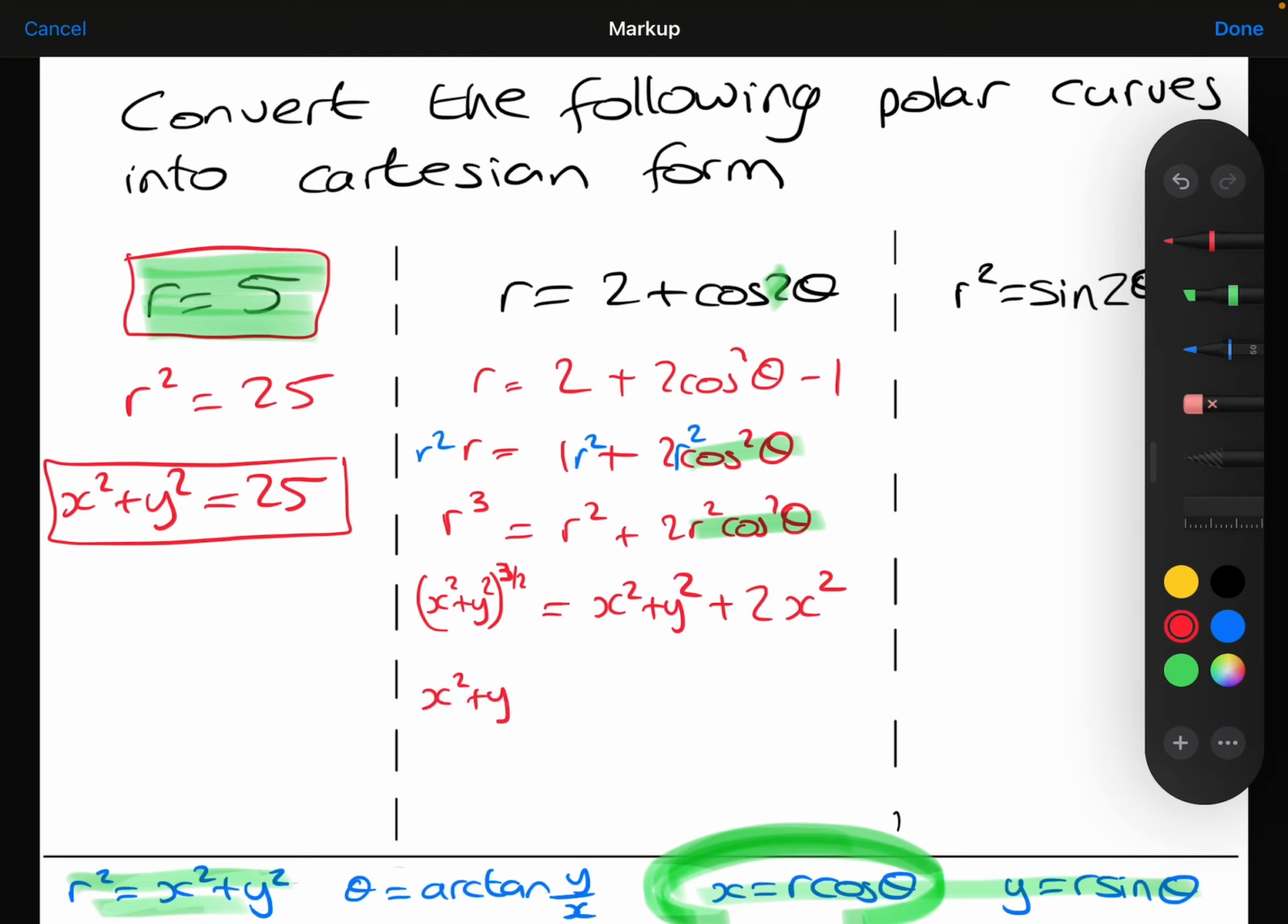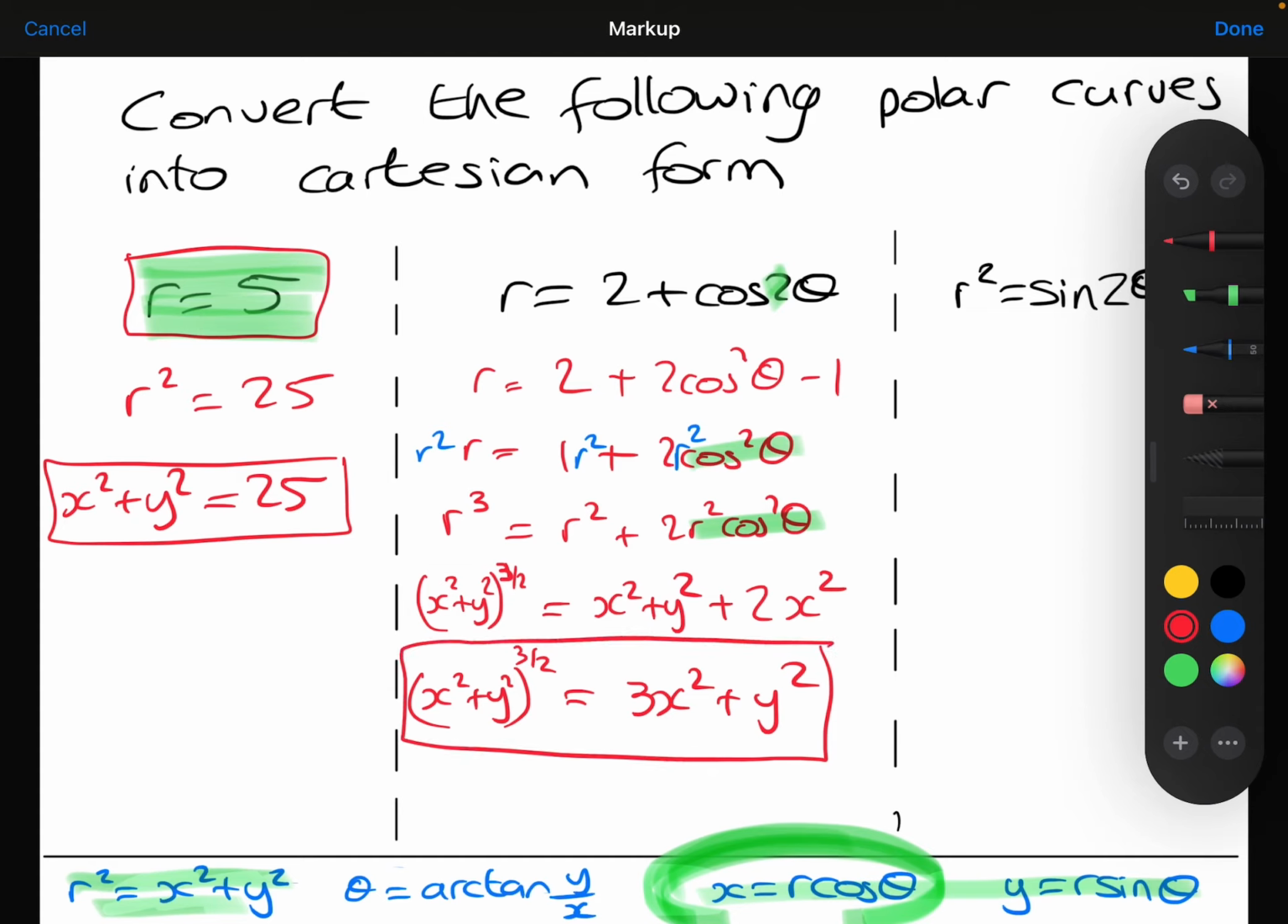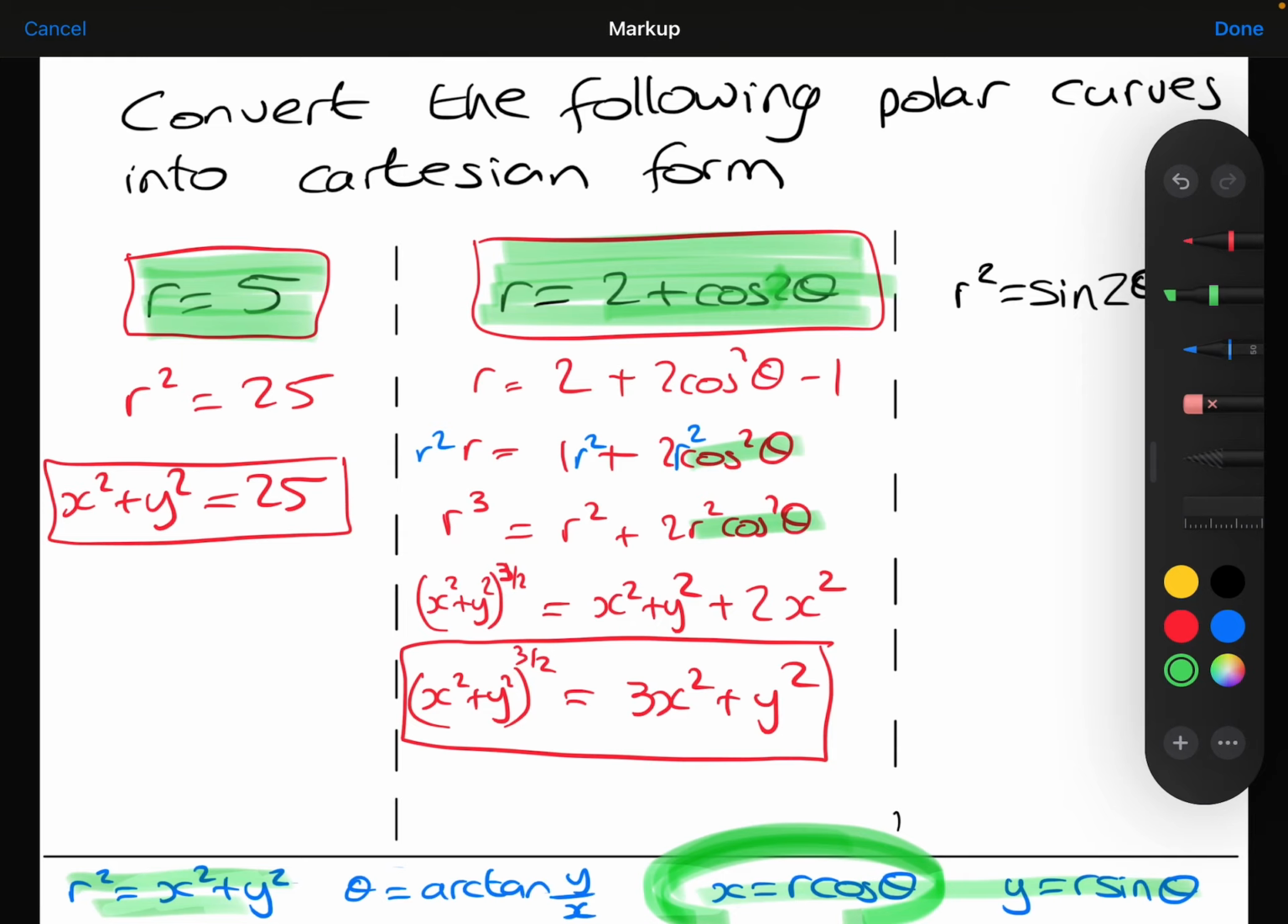This is a Cartesian form now, which is good. All I want to do now is collect up those x squared and the 2x squared terms, like that. So there we go. This is the Cartesian form of this. Again, I would argue quite clearly this is much simpler than this awkward thing. But you still need to be able to convert between the two of them.